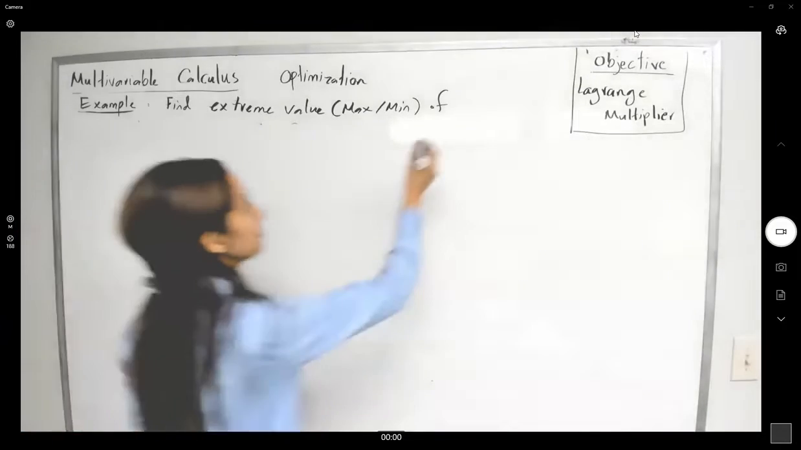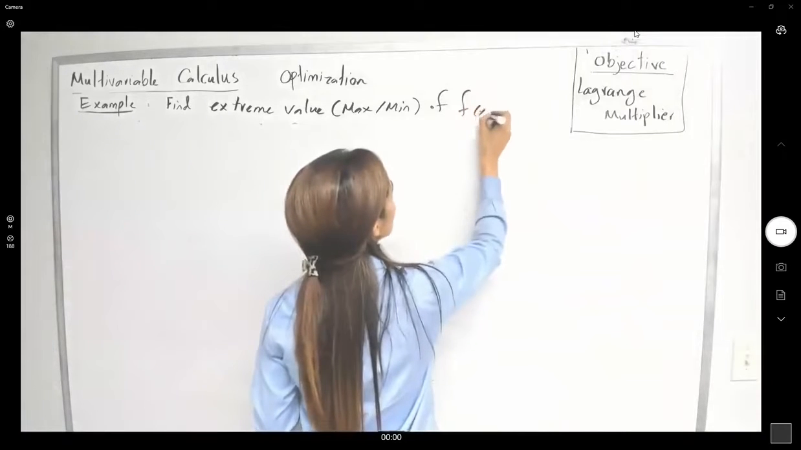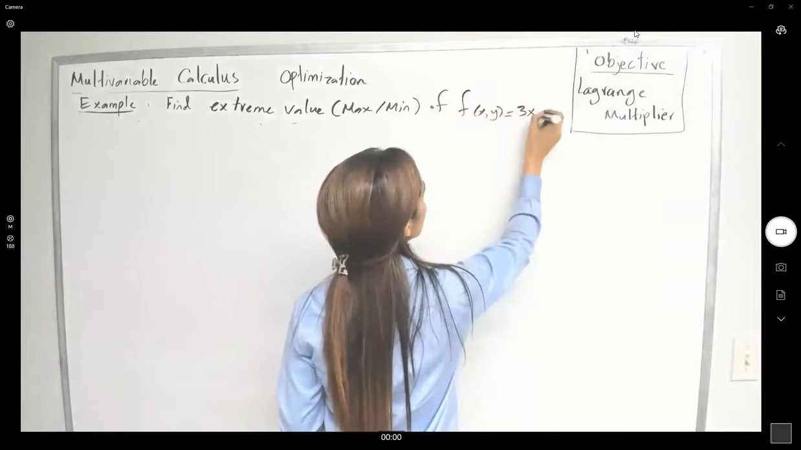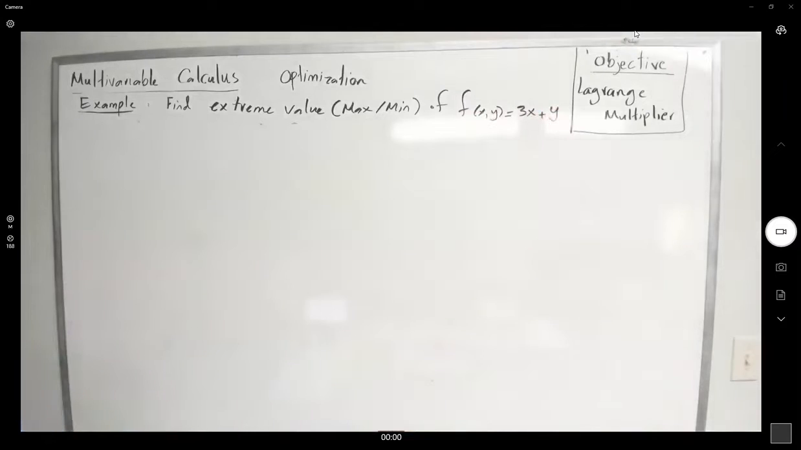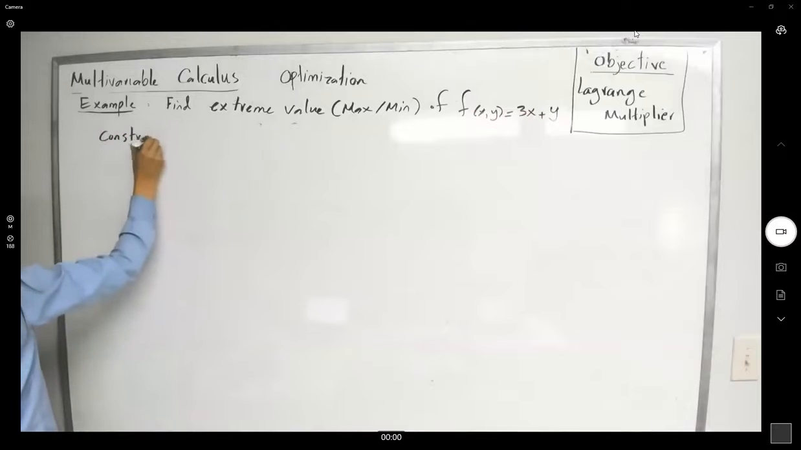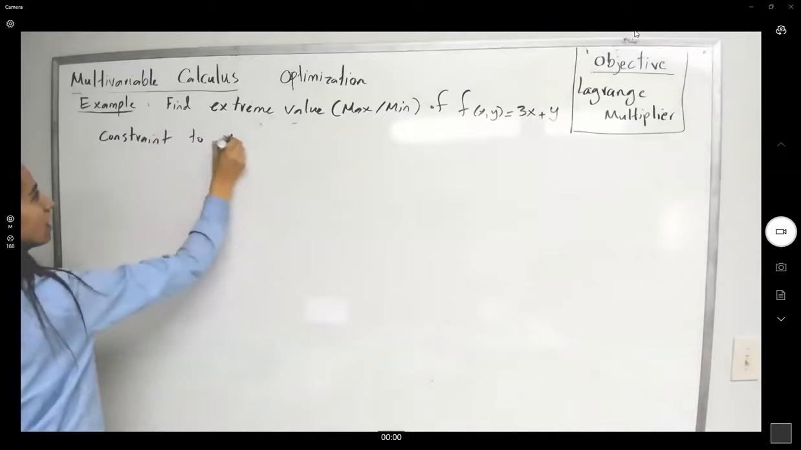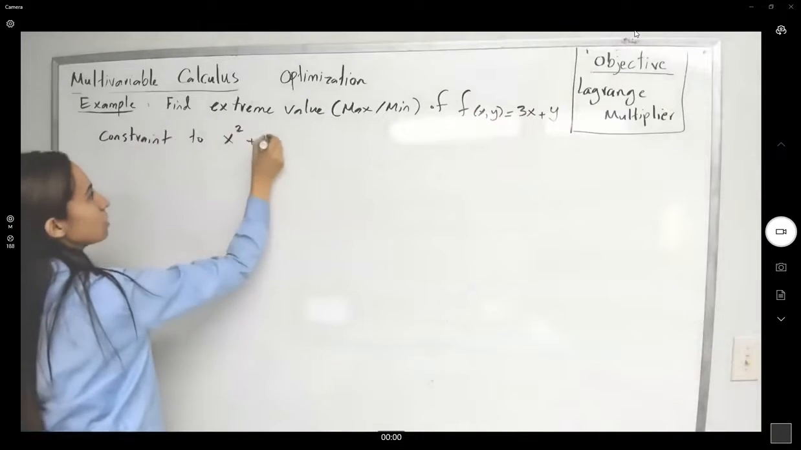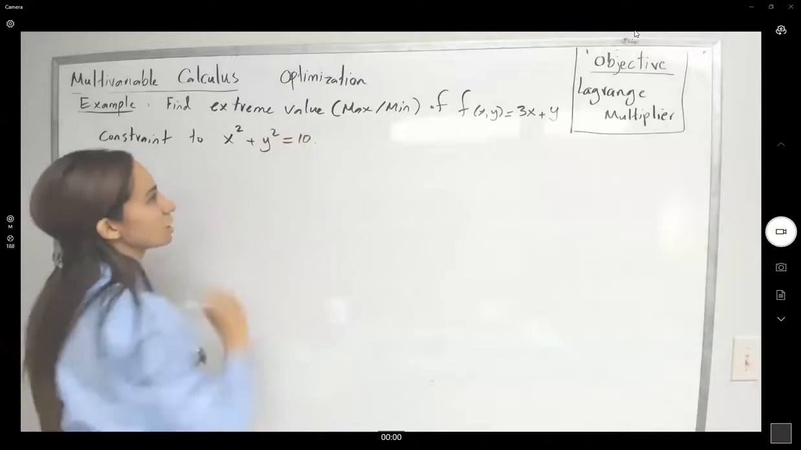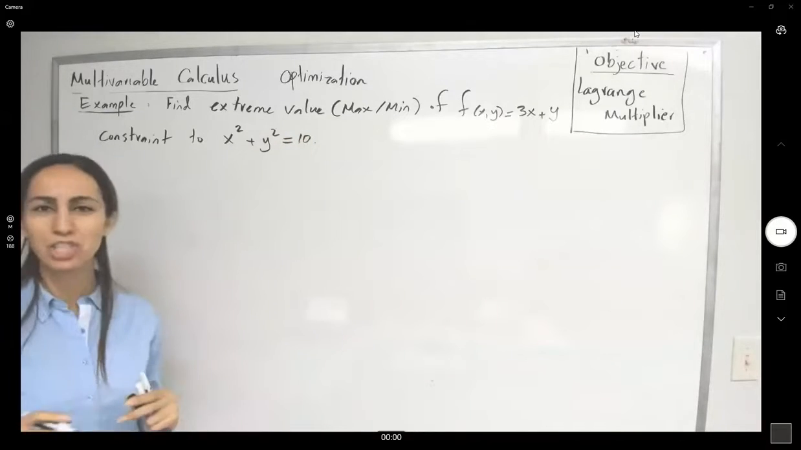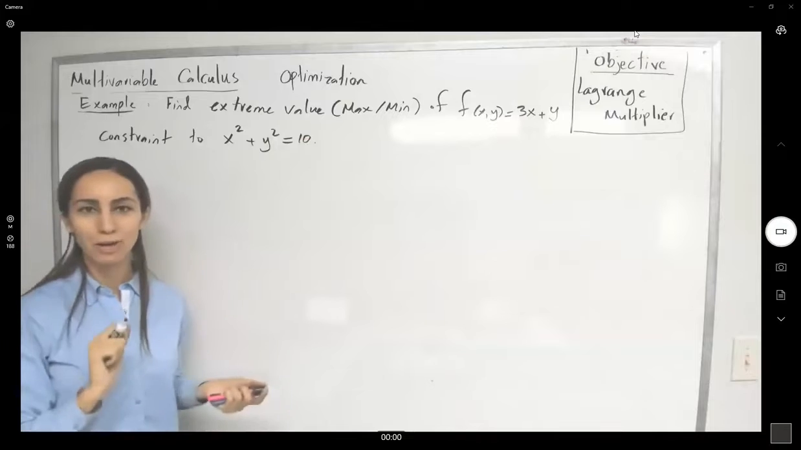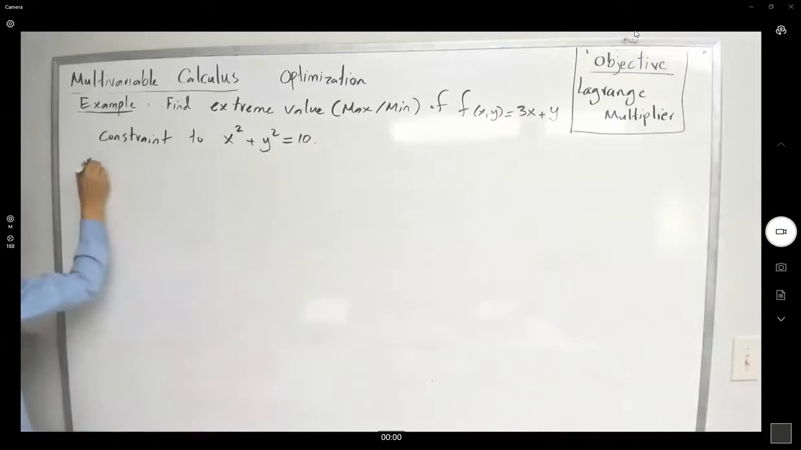3x plus y, and it's constrained to x squared plus y squared equals 10. Very well. So since you have two functions, let us apply Lagrange multiplier.